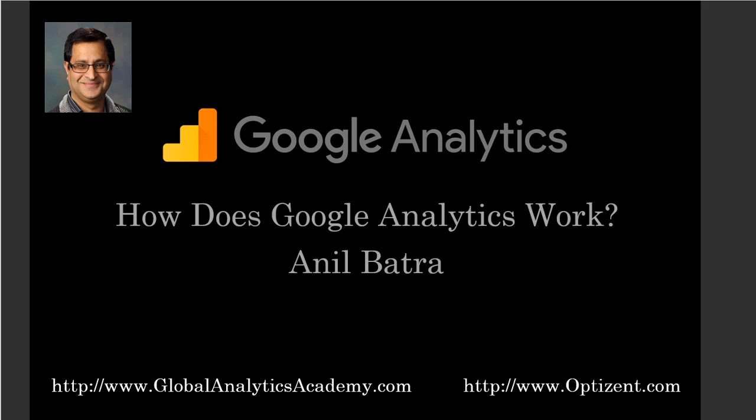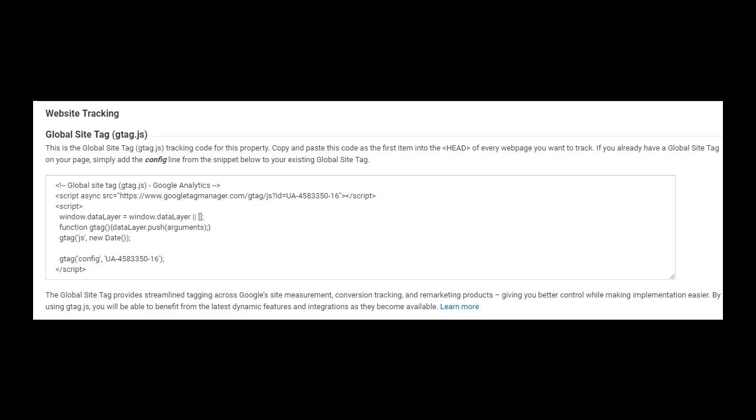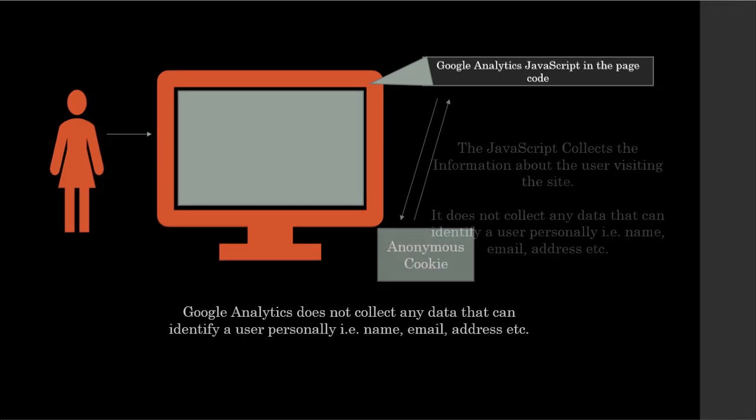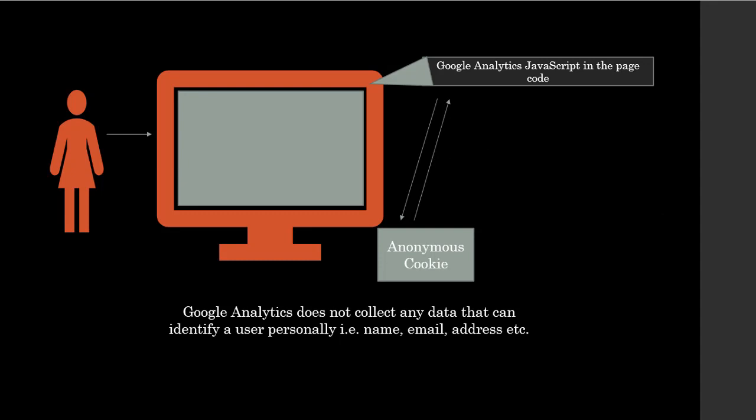Let's take a look and see how Google Analytics works. Google Analytics provides you a small piece of JavaScript that needs to go on each page of your site. This JavaScript collects the information about the user. All this data is anonymous, which means Google Analytics does not track any personally identifiable information, such as user's name, email address, etc. Google Analytics relies on an anonymous cookie to identify a user.